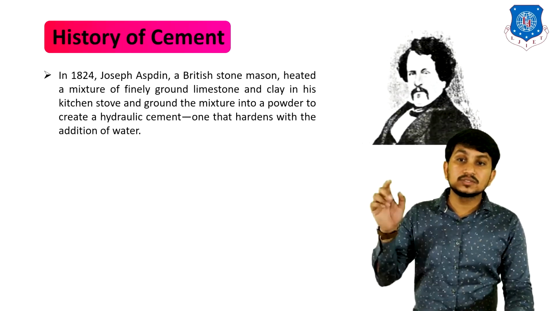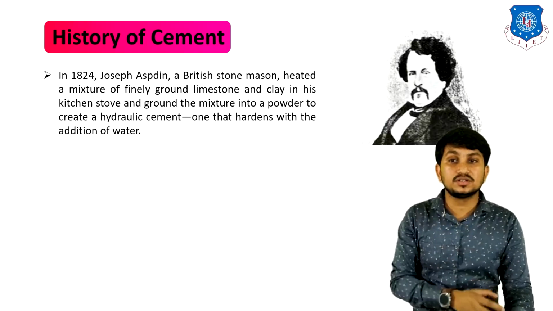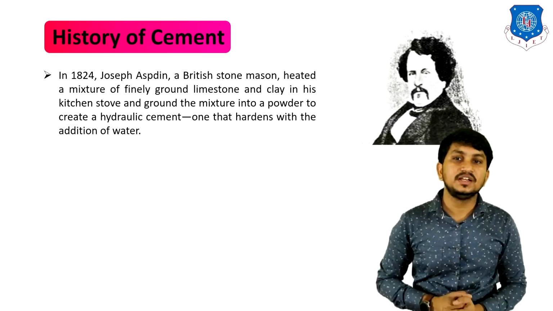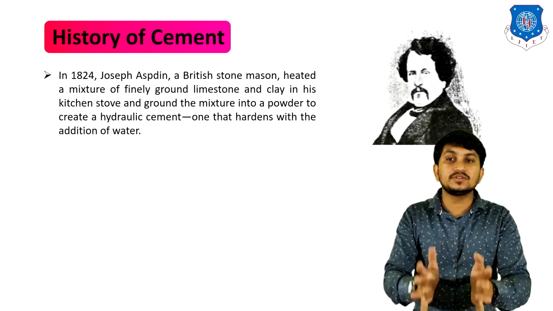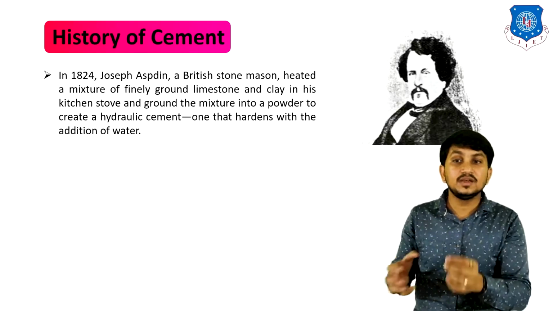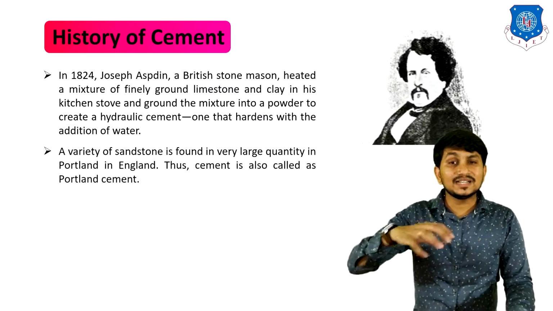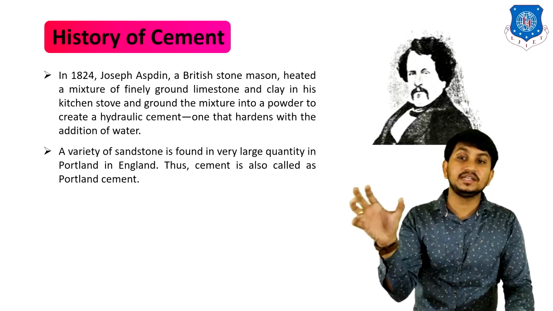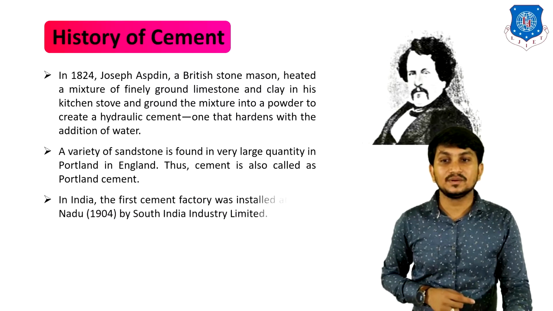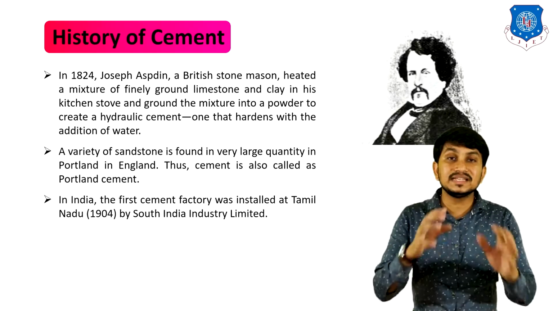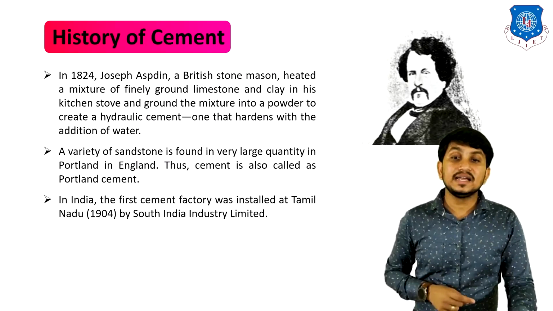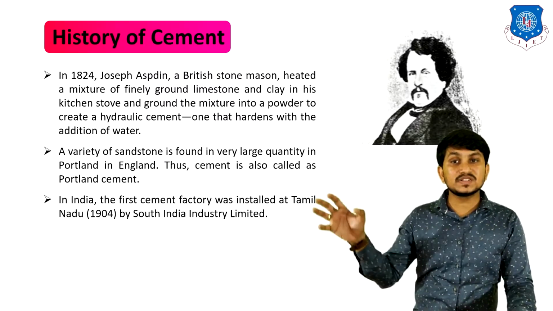In 1824, Joseph Aspdin, a British stonemason, heated a mixture of finely ground limestone and clay in his kitchen stove and ground the mixture into a powder to create hydraulic cement, one that hardens with the addition of water. A variety of sandstone is found in very large quantity in Portland in England. Thus, the cement is also called Portland cement. In India, the first cement factory was installed in Tamil Nadu in 1904 by South India Industry Limited. This is the history of cement in India.